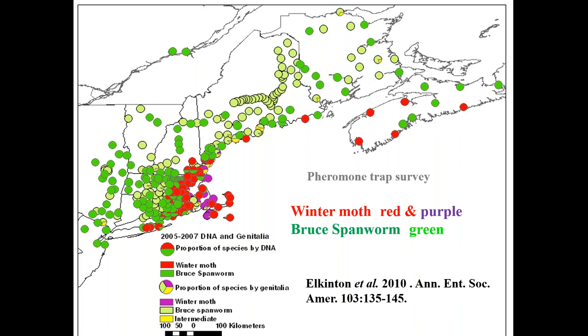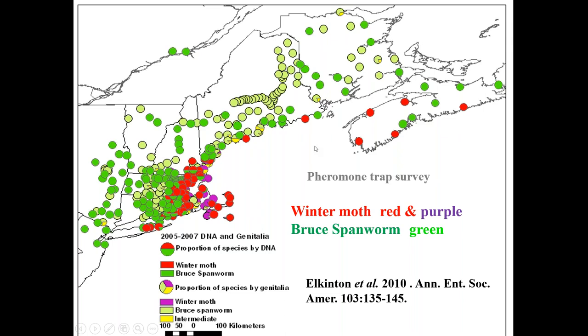And then we put out these pheromone traps all over New England and up into Canada. My technician, Jeff, traveled up into New Brunswick. Each one of these spots was the place where he hung a pheromone trap. And the red spots show where we recovered winter moth. The green ones are Bruce spanworm. So we recovered winter moth from eastern Long Island up through Rhode Island, eastern Massachusetts, and into Nova Scotia.